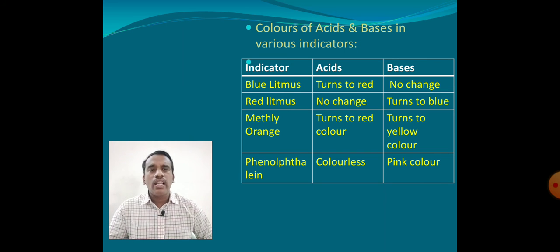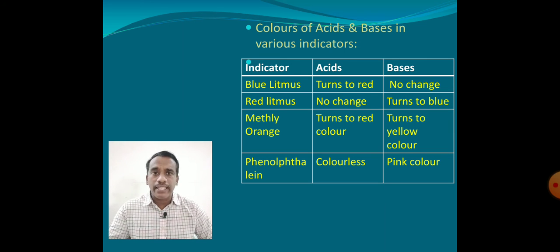Now let us see what happens when a red litmus paper is dipped in acids. There is no change in its color. But when you place the red litmus paper in a basic solution, it changes to blue color. Yes, these are the indicator papers that were used.